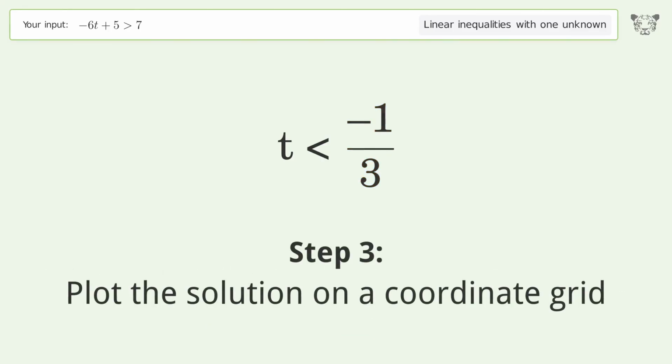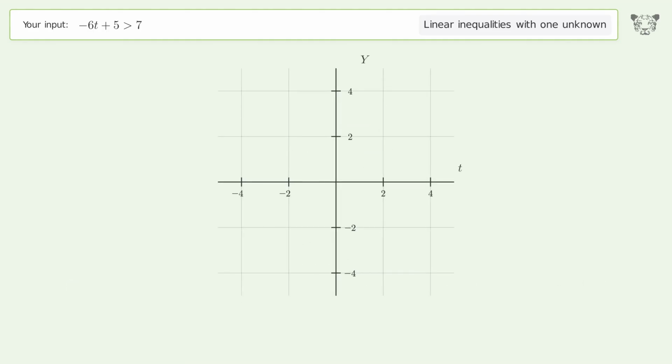Plot the solution on a coordinate grid. And so the final result is t < -1/3.